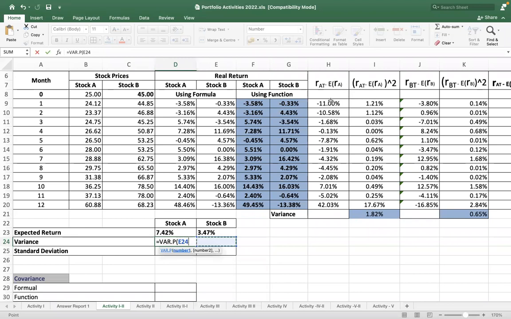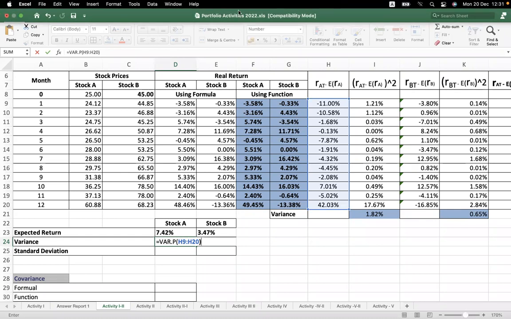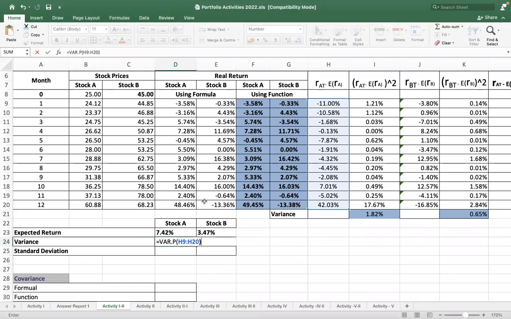right? You just select these differences, then close the bracket. Variance of population, VARP. In an earlier version, you will find the VARP, right? So then you can see the same value, right? So likewise, please calculate for the stock B.